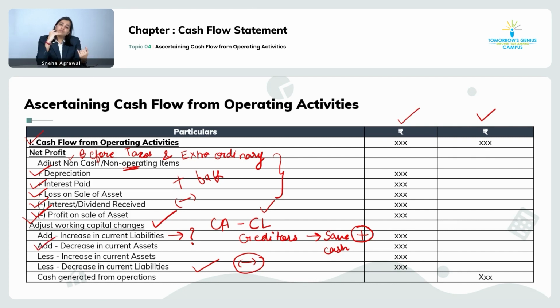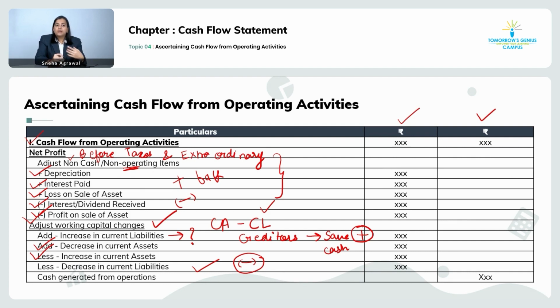And in reverse, if my debtors are increasing, when will my debtors increase? When I do more credit sales. If I do more credit sales, my debtors will increase, and in reverse, my stock will get reduced. So what will happen? A cash outflow is happening. I'm not getting money, but I'm giving goods on credit basis to the customers. So cash outflow is happening instead of cash inflow. So I need to reduce it whenever there is an increase in current assets.